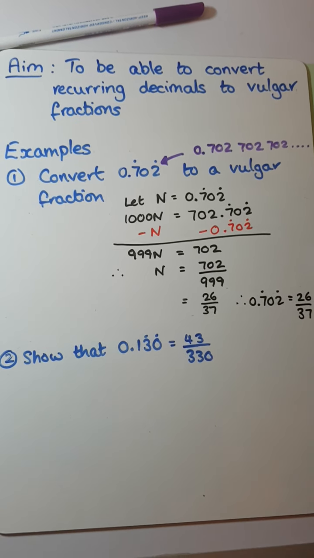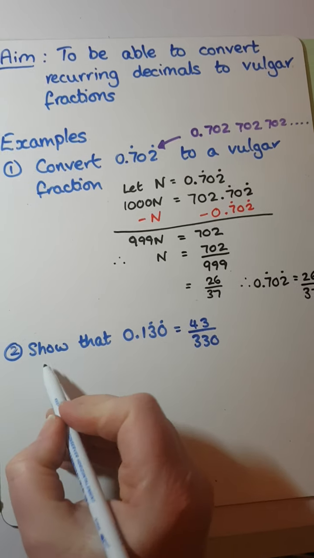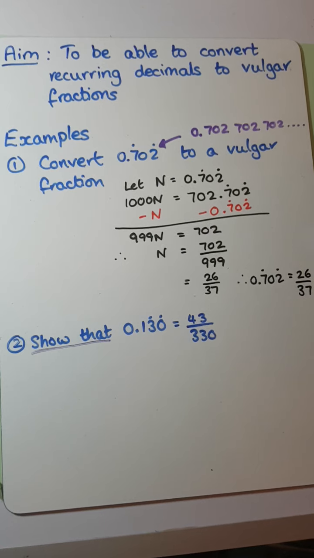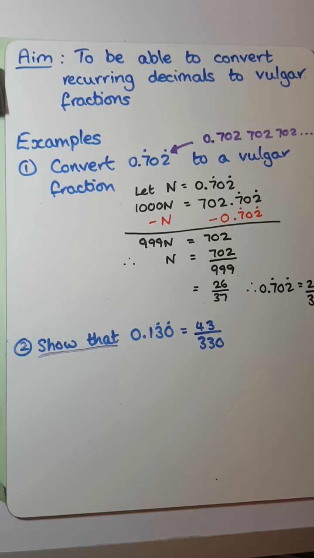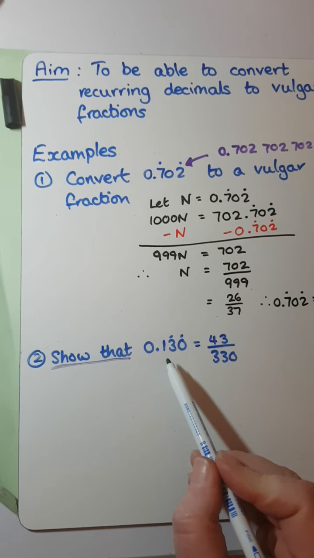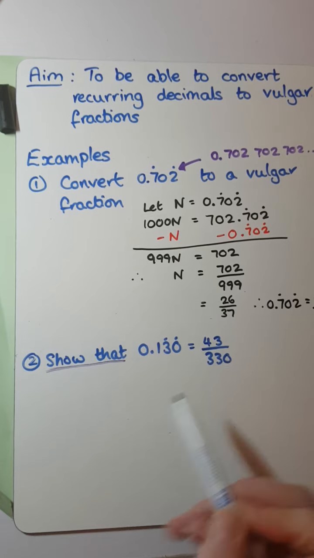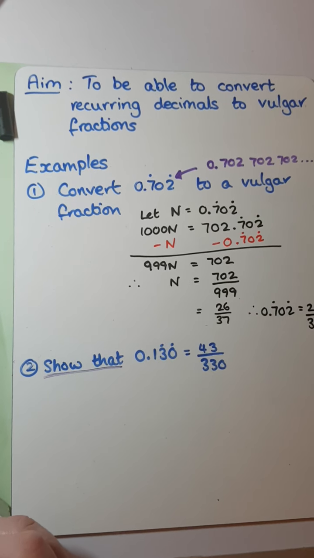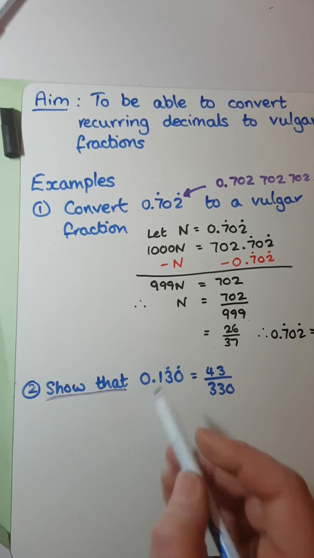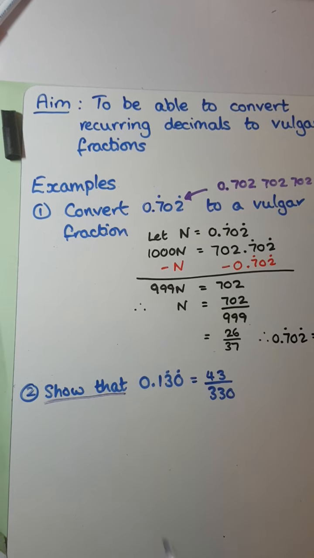Now, the second one is slightly different. One of the differences is that it's a show that question. What that means is that they've given us the answer already. We are aiming to show that this recurring decimal equals that vulgar fraction. The slight difference you also need to be aware of is that the recurring dots are only over the 3 and the 0.